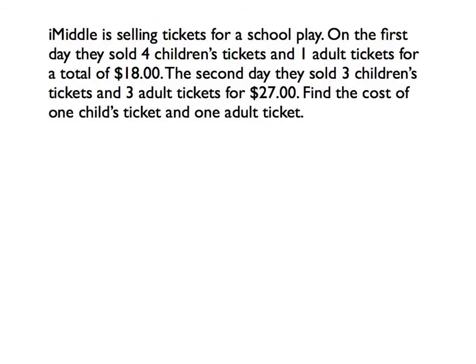Okay, let's move on. In this case, our first step is going to be assigning an x and a y variable. So I'm just going to go ahead and say that x is equal to a child's ticket and y is equal to an adult ticket. So let's read our problem. On the first day, they sold 4 children's tickets. So that would be 4x and 1 adult ticket. It should just be ticket, not tickets. So that would be y. So 4x plus y, and that was a total of $18.